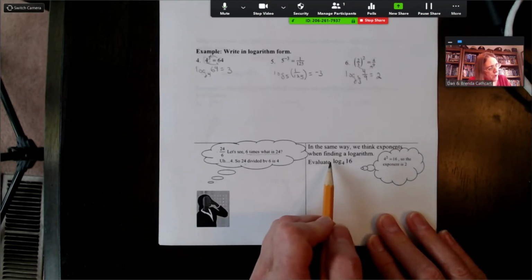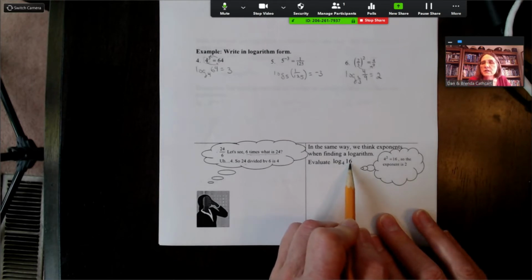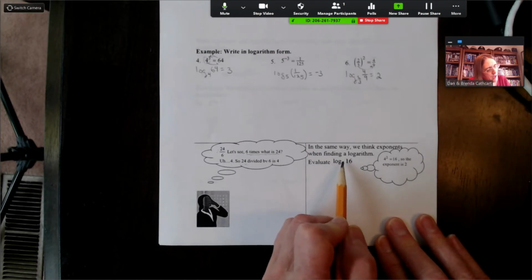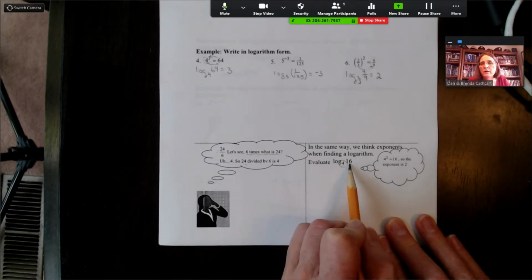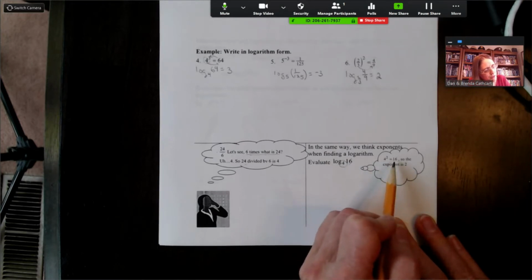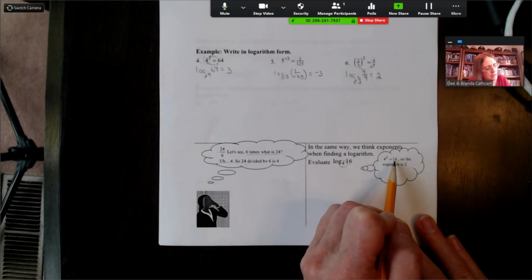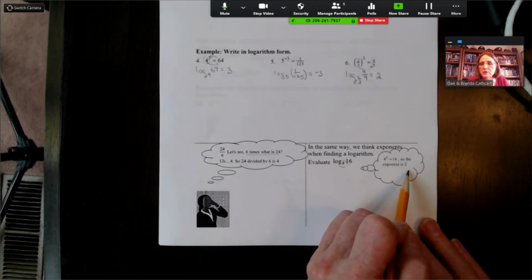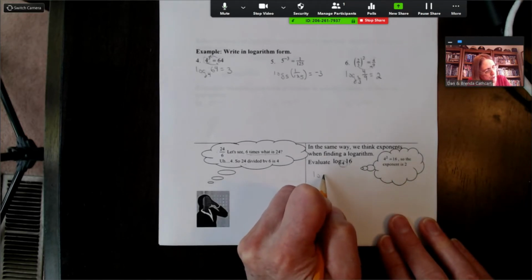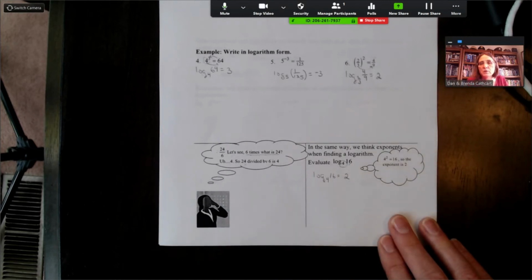So if I want to evaluate the log base 4 of 16, I have to think of it as an exponent. I have to think, here's my base of 4. 4 to what power is going to give me 16? So my thought would go, oh, I know that 4 to the second is 16, so the exponent has to be 2. So I know that log base 4 of 16 must equal 2.